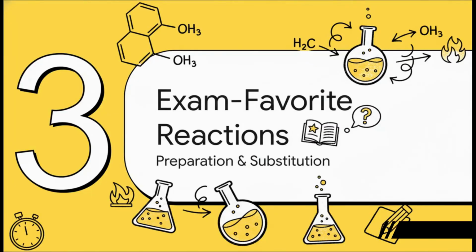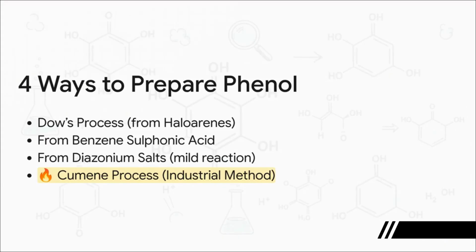Okay, now that we've locked in the core theory, let's get into the practical side of things, the reactions of phenol that are absolute favorites for the exam. We'll quickly look at how it's made, and then jump into the key substitution reactions that you are almost guaranteed to see on your paper. So, there are 4 main ways to cook up some phenol you should know about. The Dow's process and using diazonium salts, for sure. But the one you absolutely cannot, under any circumstances, forget is the Cumene process. Why?